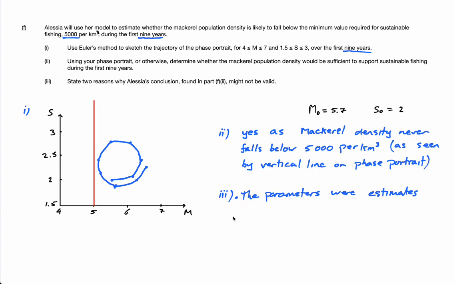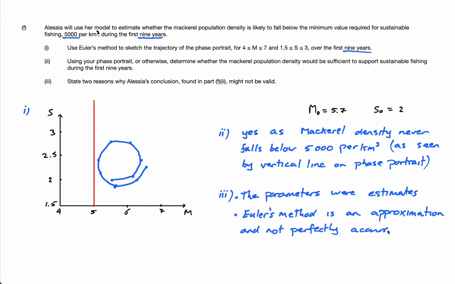And then the second one is Euler's method. Euler's method is an approximation. Always remember that with Euler's method. It is a numerical approximation method, and not perfectly accurate. But as I say, guys, there's lots of different reasons you can write down, but make sure you have 2, because it says state 2 reasons.